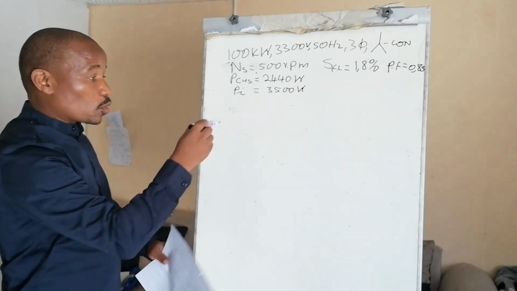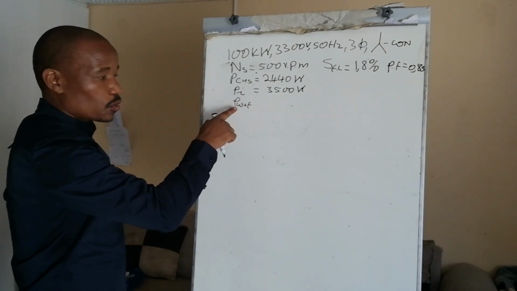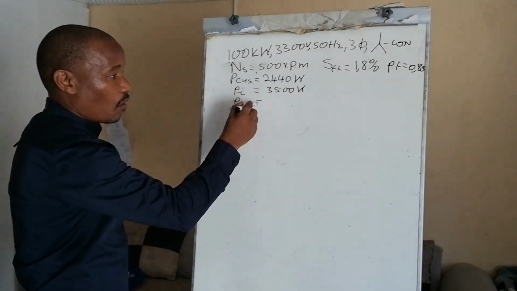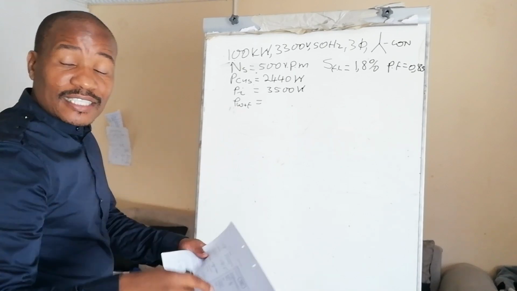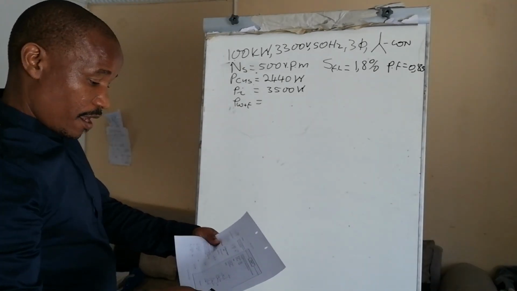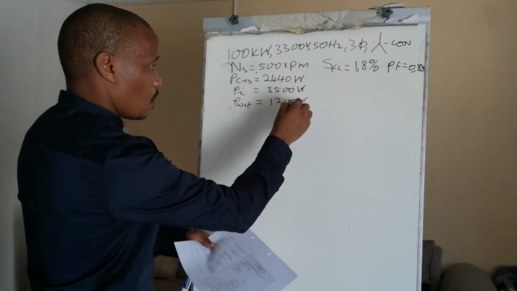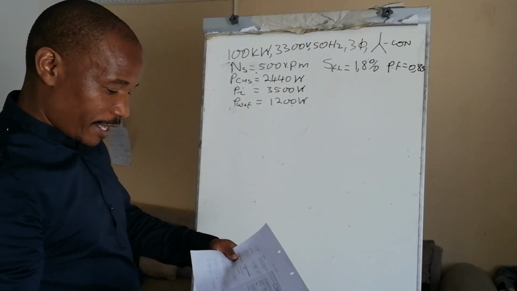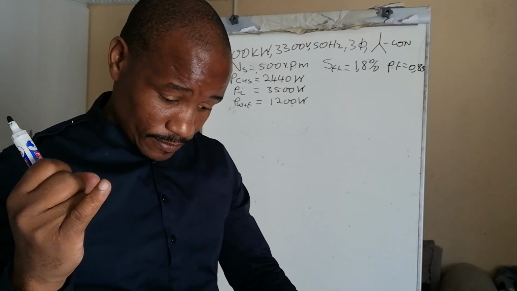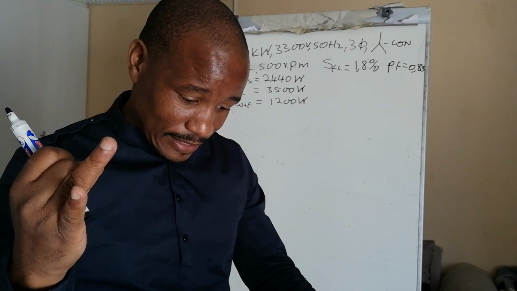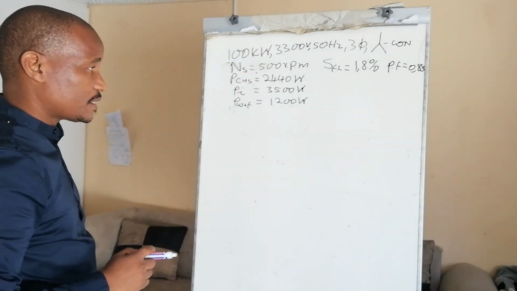And we've got rotational losses, due to the fan, these are the losses due to the fan. It's equal to 1,200 watts. Now, calculate the rotor copper losses, the line current, and the full load efficiency.